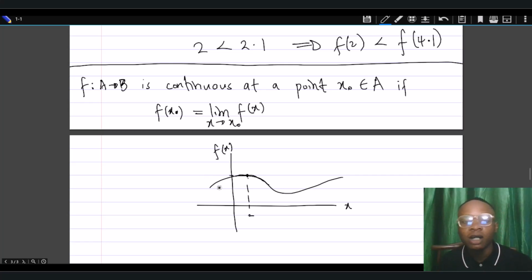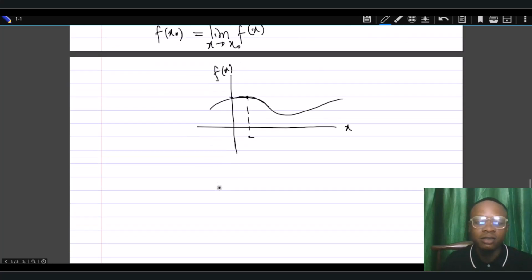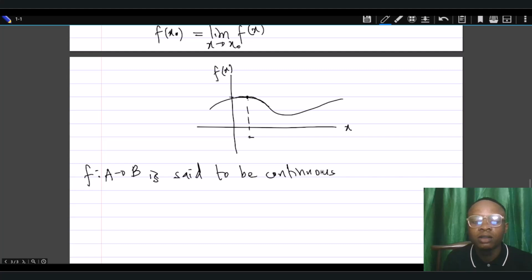So we say that a function is continuous in general, without specifying a particular point, if it is continuous at every point in its domain. So when we say that f is continuous, we mean that f is continuous at every point in its domain.